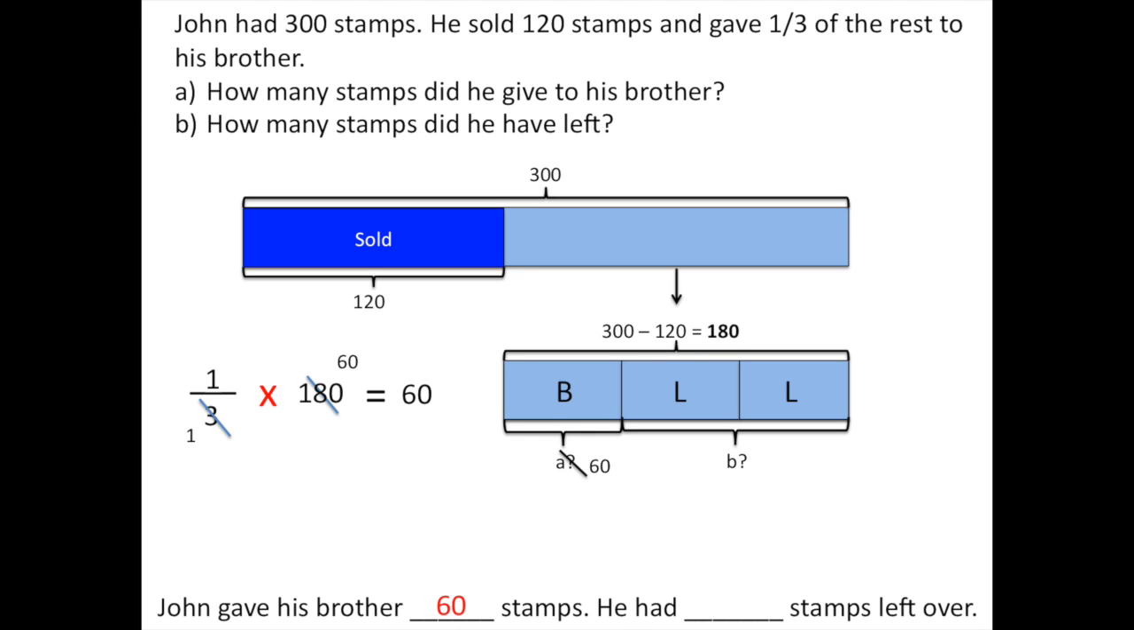In order to find out how many were left over, all I need to do is subtract. I know that there were a total of 180 left over. He gives 60 to his brother, so that means that he's left with 120. So he had 120 stamps left over.